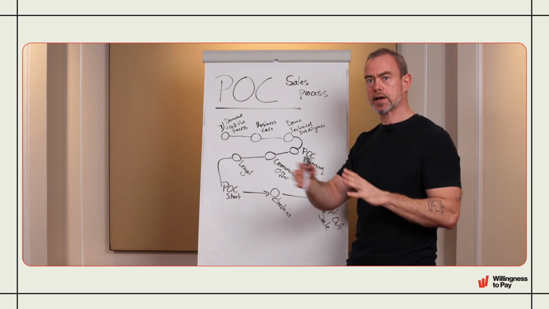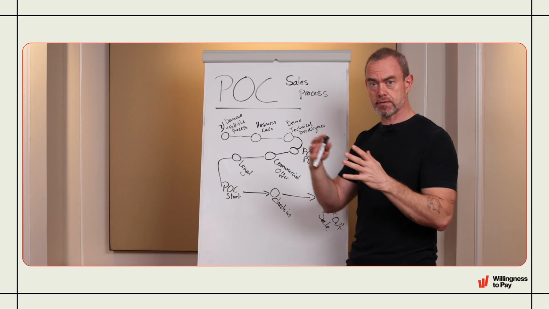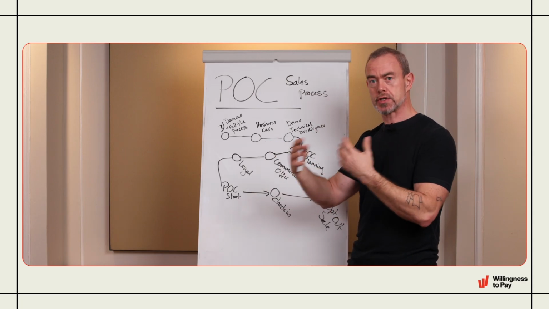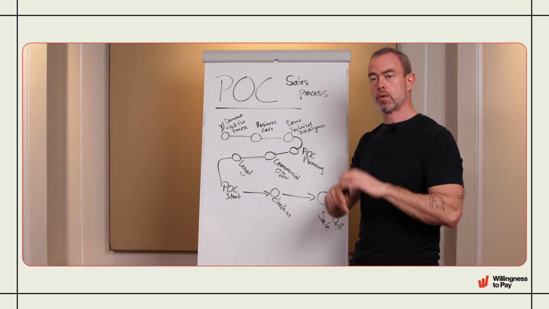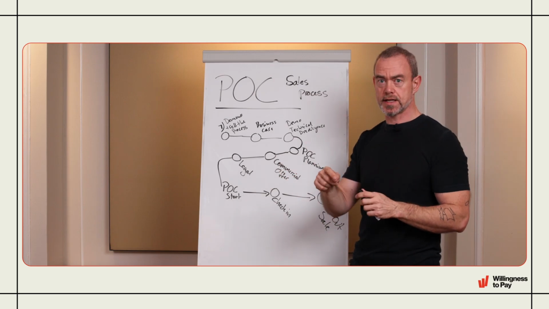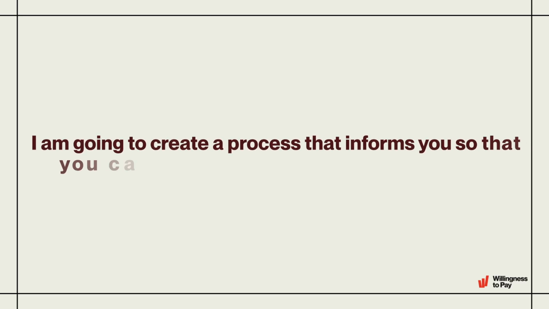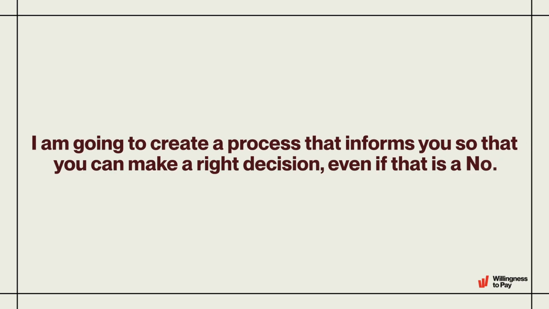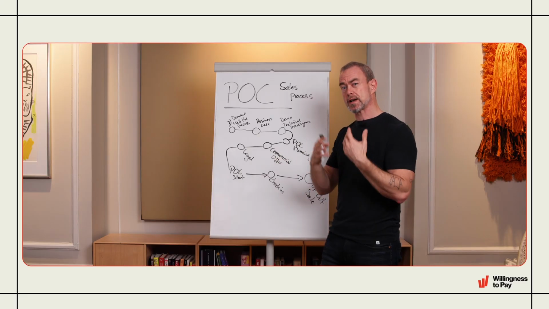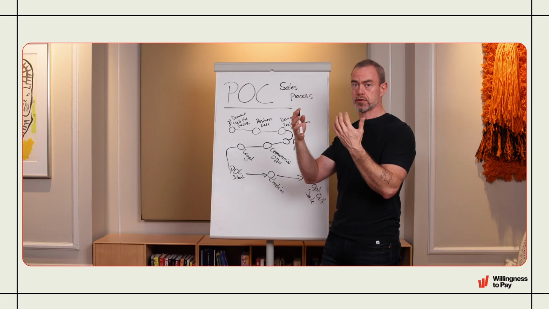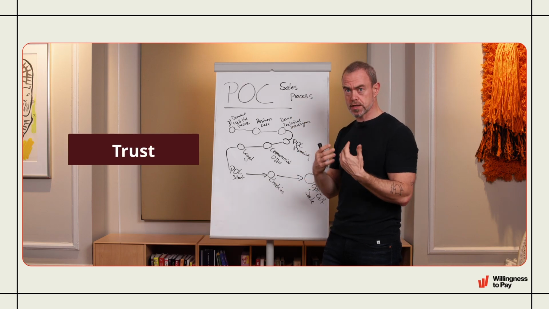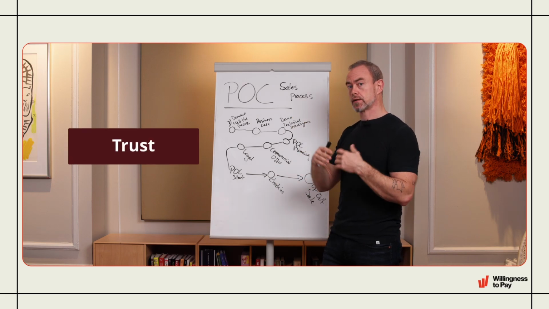Let's put them in the calendar or figure out who has to be involved in each of these steps so that we can get you to a decision faster. So what you're not saying is, "Oh, I want you to say yes." You're rather going to say, "I'm going to create a process that informs you so that you can make the right decision, even if that is a no." That is critical because you don't want to sell the product here, you just want to sell the process first. So this creates a lot of trust, and it actually also creates a lot of accountability.